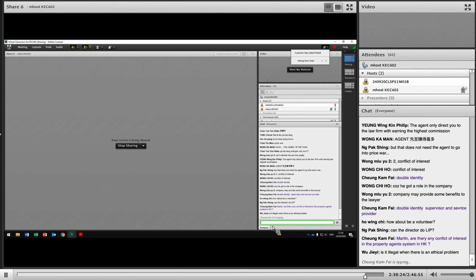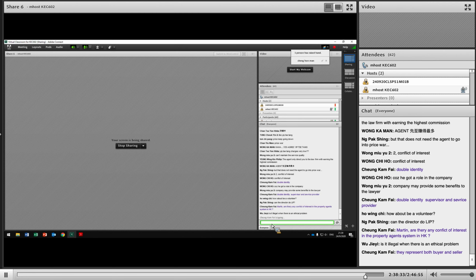Hong Kong is a little bit different. Hong Kong allows an estate agent to act for both parties. But he has to tell the other party. For example, if he is already acting for the seller, he has to tell the purchaser he's acting for the seller. He only has to disclose. But in Canada, it's not allowed.